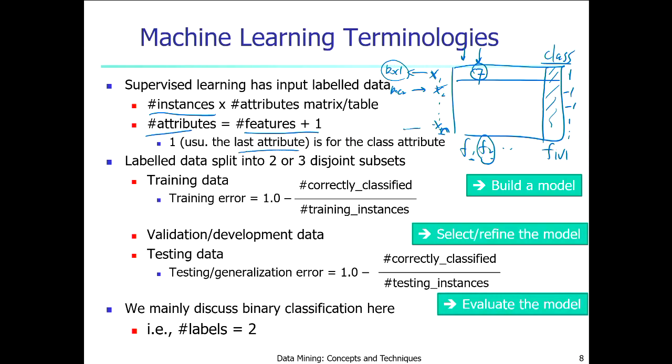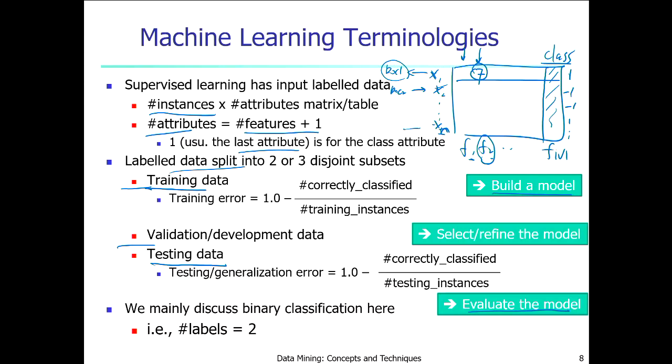Usually the last one is the class attribute. And we usually split the data into different subsets and then do different kinds of learning. If we split into three parts, we actually have the training data and the testing data first. Training data is used to build a model, and testing data is used to evaluate how well the model works.